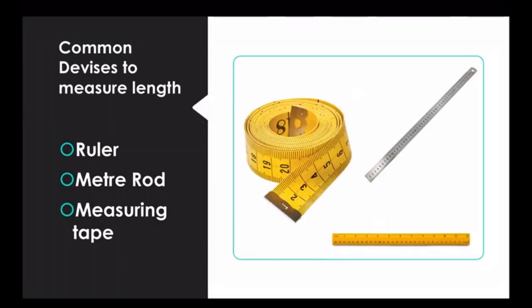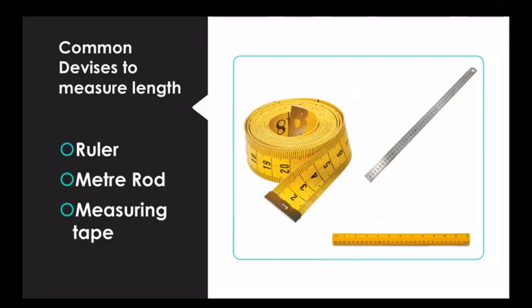Okay. Now, some common devices which we all use at home, in offices or in schools are actually built by comparing them with the one that is kept in the National Physical Laboratory in Delhi. We use devices like the ruler, meter rod and measuring tape. The ruler is the commonly used instrument to measure small distances, like the radius of a circle in geometry or the length of your pencil box.